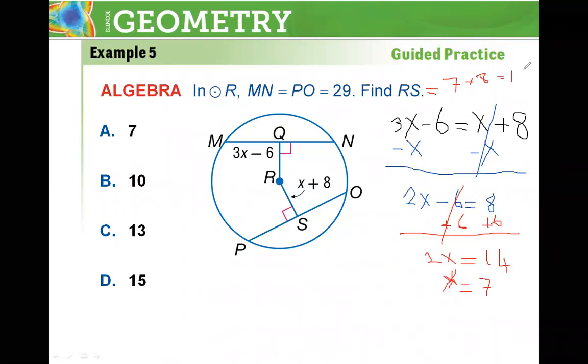Pay attention to this remark. Some students, when they get 7, will choose 7, and we have 7 as one of the available choices. So please pay attention to the requirement. The requirement is the value of RS, so you need to find RS.